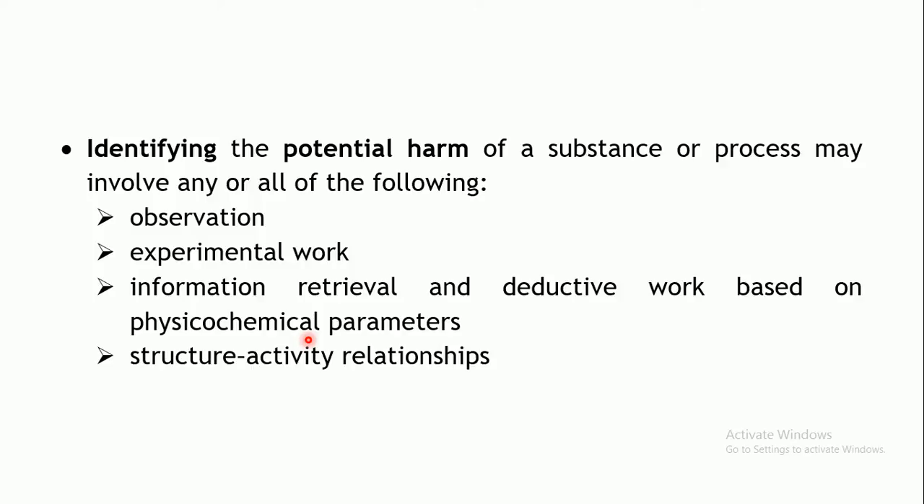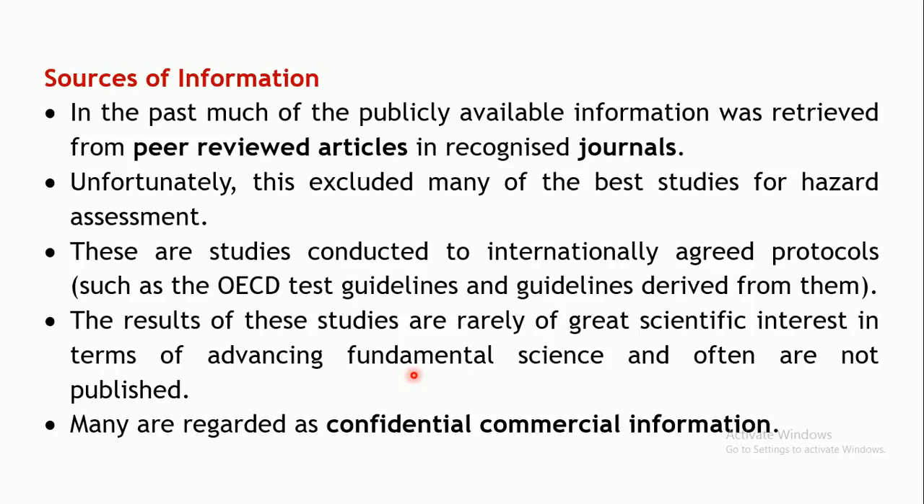Certain information about the harmful effects can also be obtained from structure activity relationship. If you have the details about the chemical structure of that particular substance, you can predict the type of interactions which it can have in the body. So you can predict the type of effects which that particular substance may produce in the body. There are several in silico models also available. The computer based models are available to predict the potential harmful effects of that particular substance.